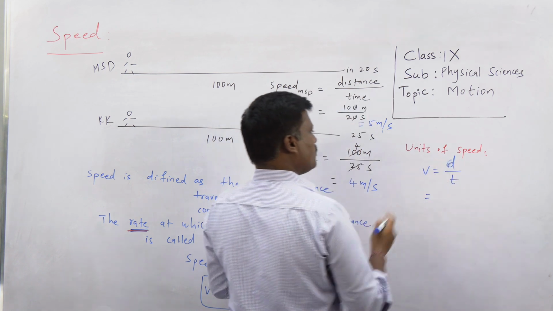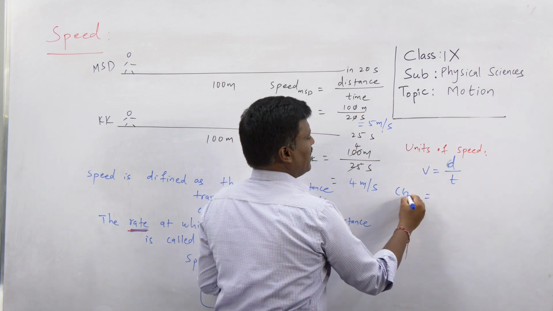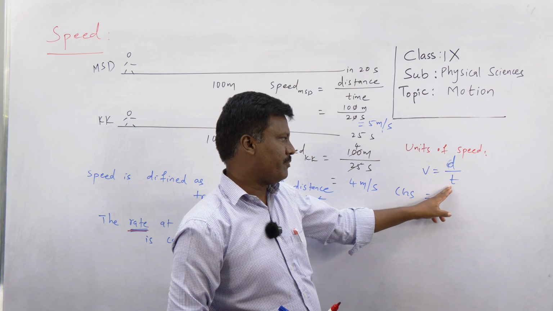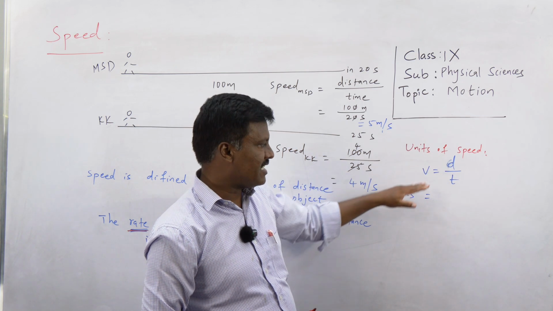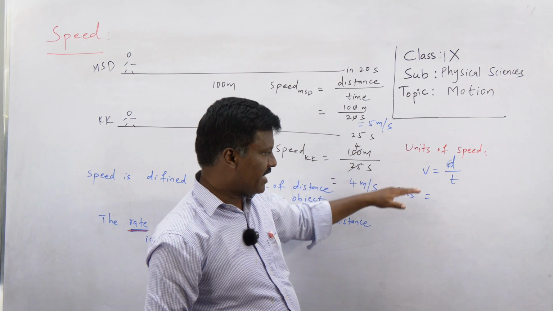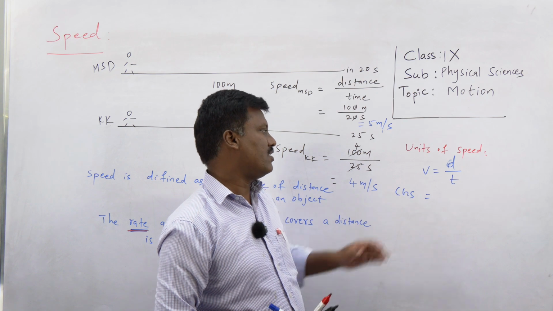If you know the distance units and the time units, automatically you will get the speed units. So we are deriving the speed units with the help of distance and time. So it's a derived unit. Speed is a derived physical quantity. The units which we are going to write are called derived units.